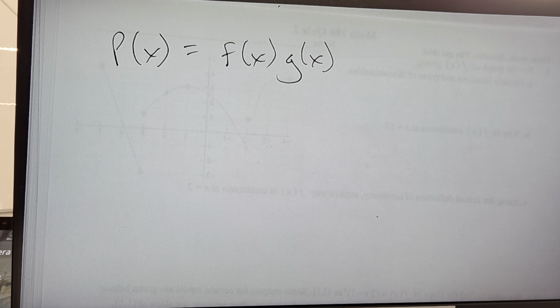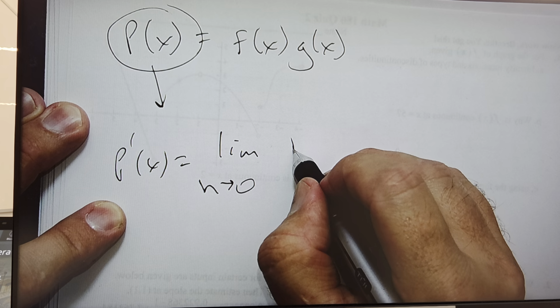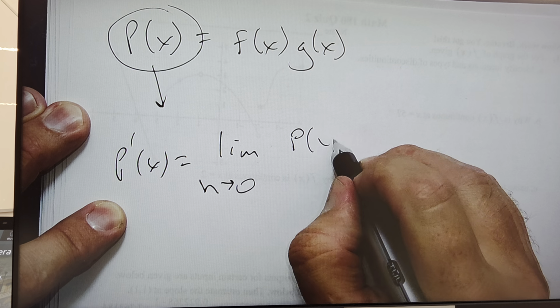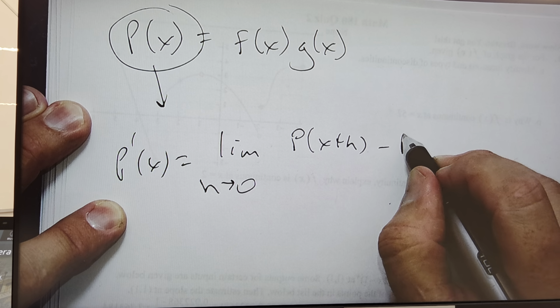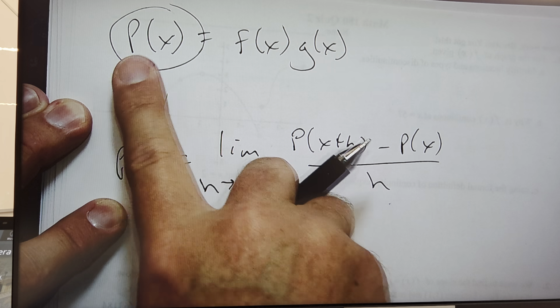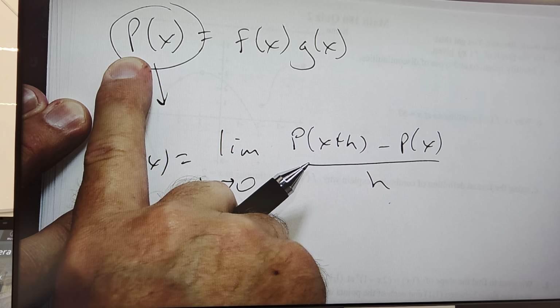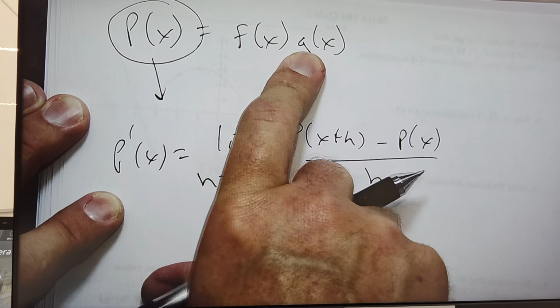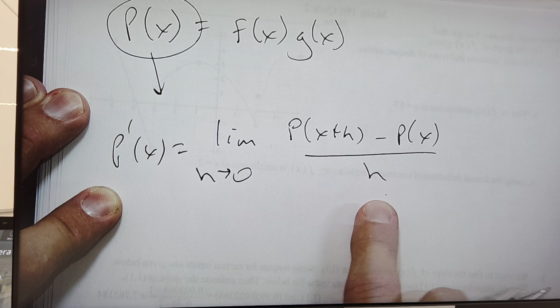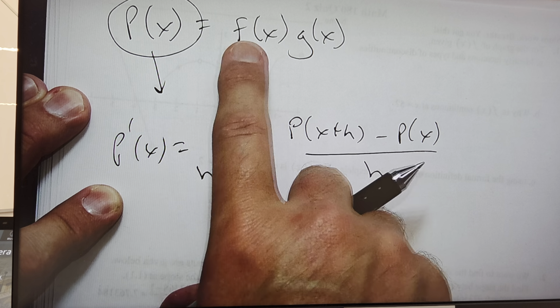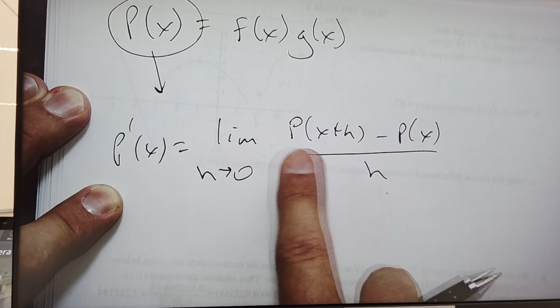How would I figure out P prime? Limit as h goes to 0 of what? P of x plus h minus P of x. Why do I call it P, though? Because I'm such a creative guy. P for product. You guys with me? We did this earlier. If it was G, we'd put G of x plus h, if it was W, we'd put W of x plus h, and so on.